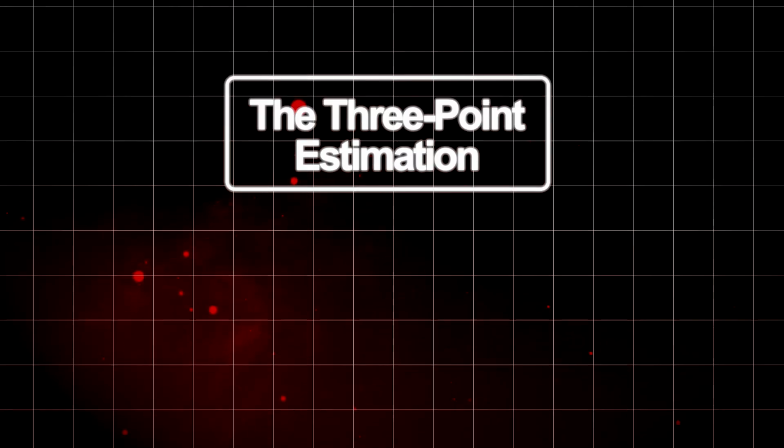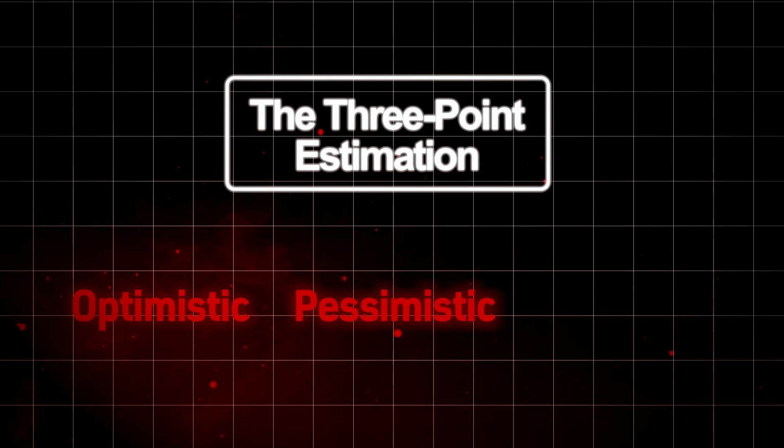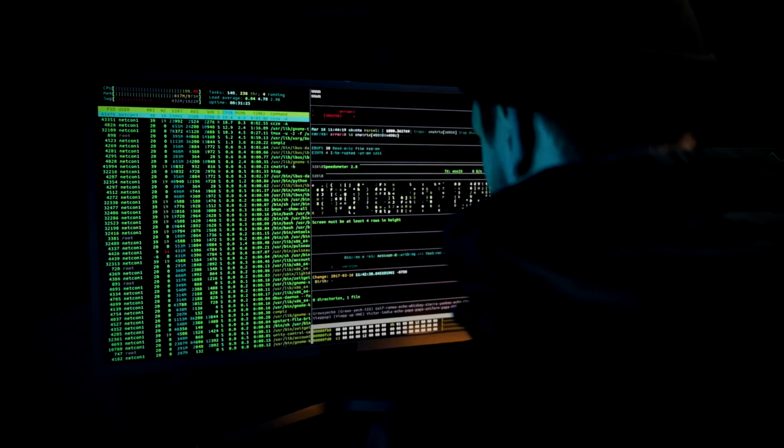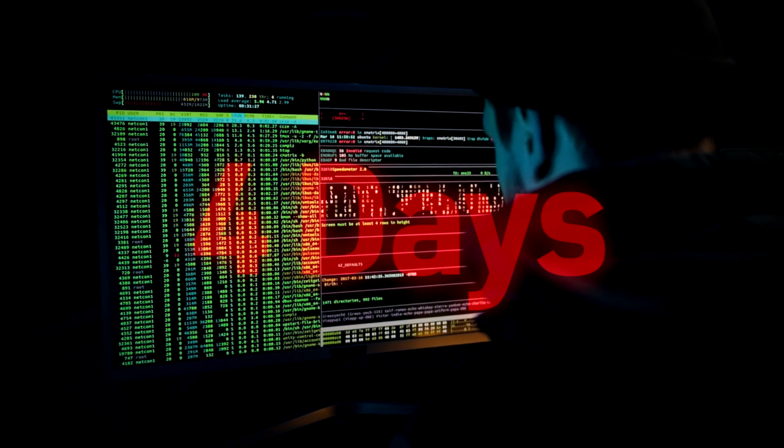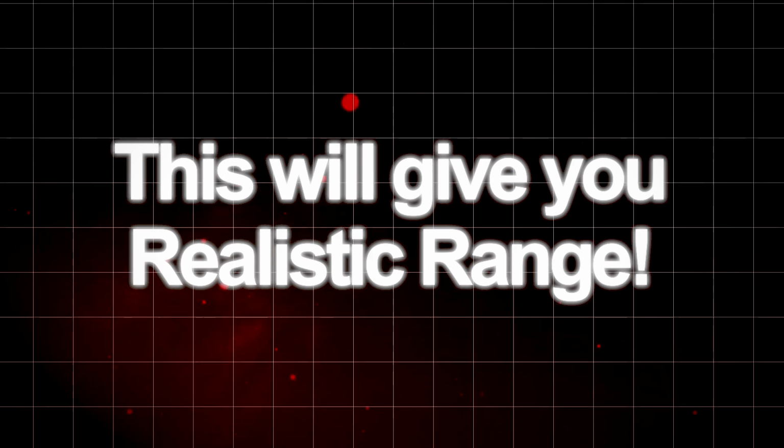For each task, you'd come up with an optimistic, pessimistic, and most likely estimate. Maybe you'd think coding could take anywhere from 2 days to a week, but most likely around 4 days. This gives you a range, which is way more realistic than a single number.